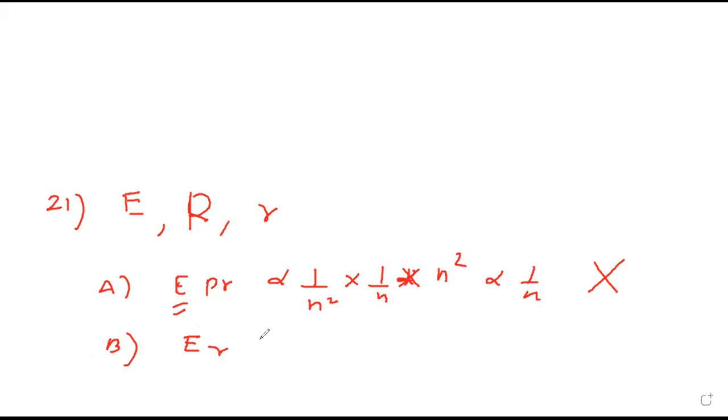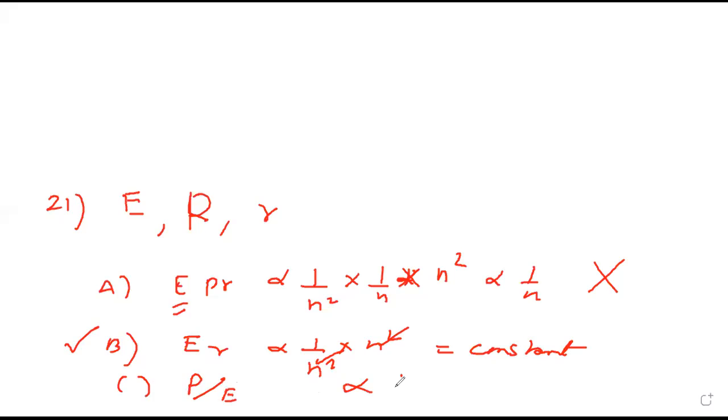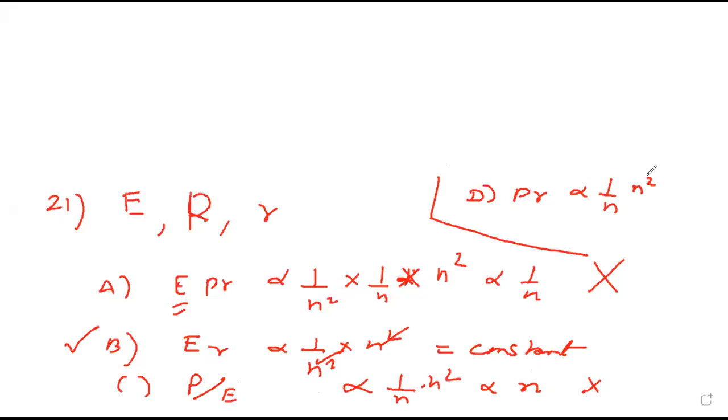E into R is constant for all orbits. E into R means proportional to 1 upon n square into n square, so this will get cancelled. We get a constant for all orbits. Second is correct. Third, P upon E: P is 1 upon n and 1 upon E will become n square, so proportional to n. This is not correct. D, PR is independent? P is 1 upon n, R is n square, so in fact it depends upon n. So B is the correct option.